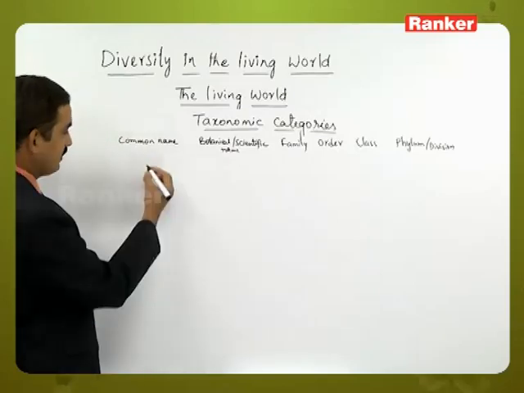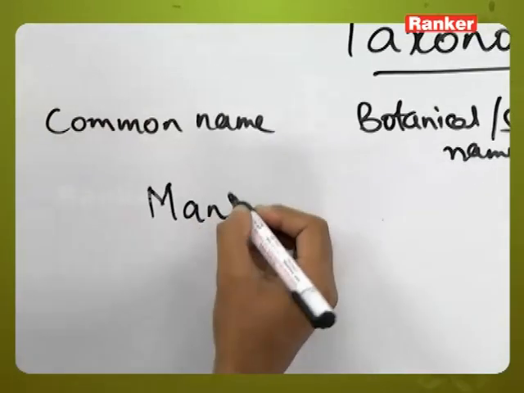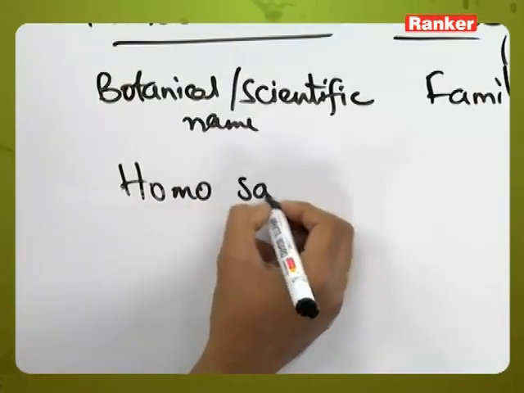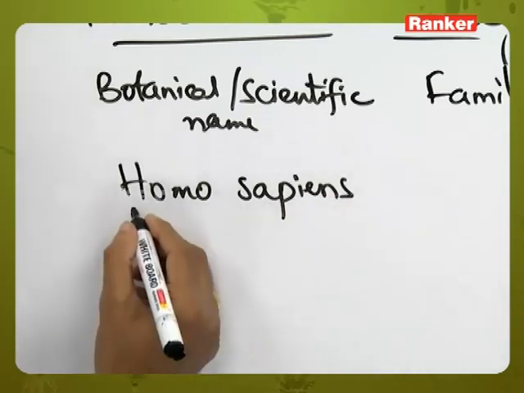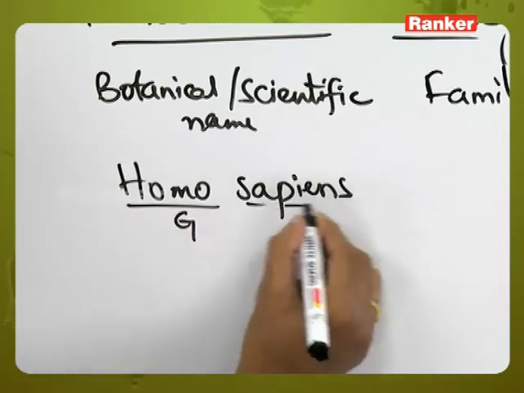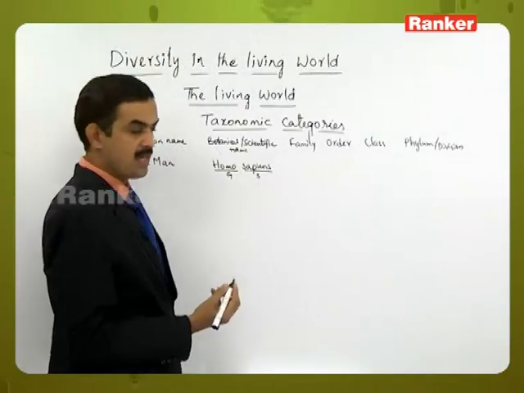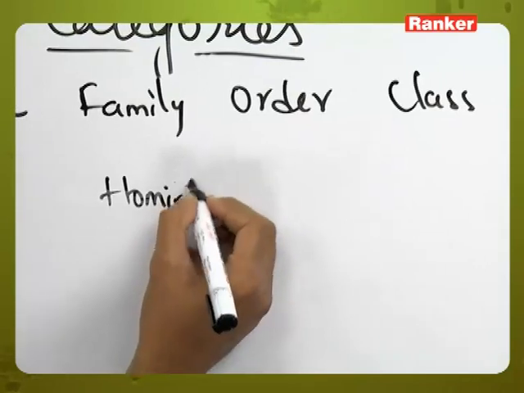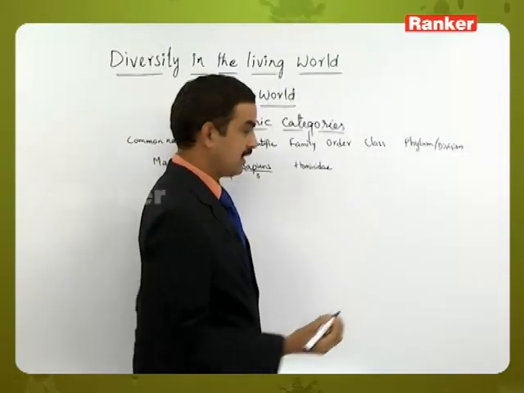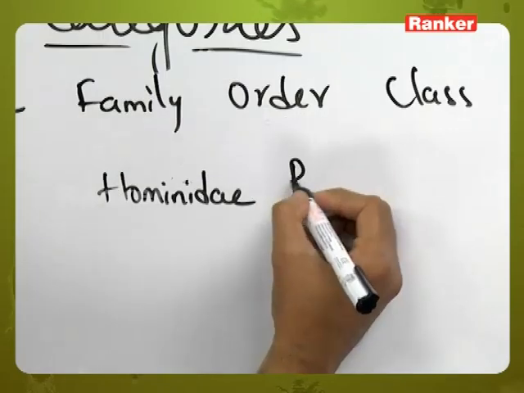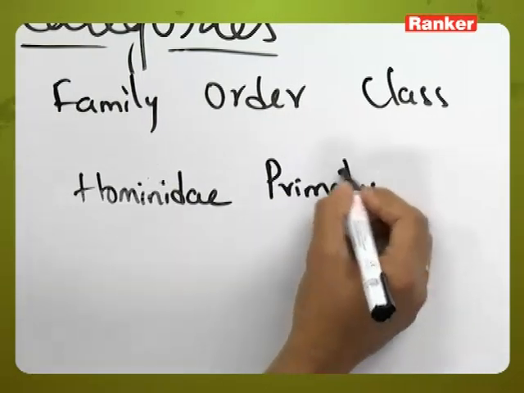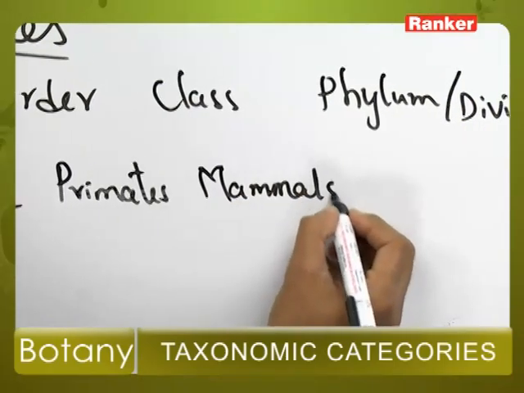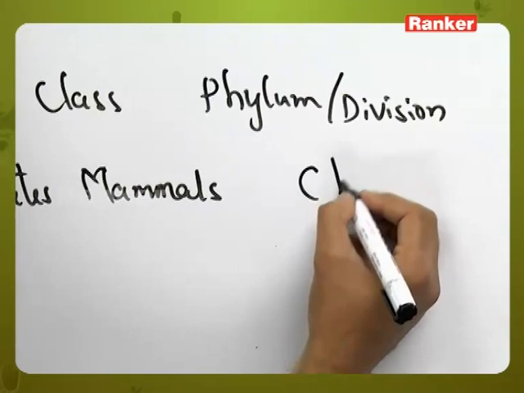So let us take the first one, man. The scientific name of man is Homo sapiens. In this, Homo is the genus and sapiens is the species, and it belongs to the family called Hominidae. Man belongs to the order Primates, class Mammals, and the phylum Chordata.